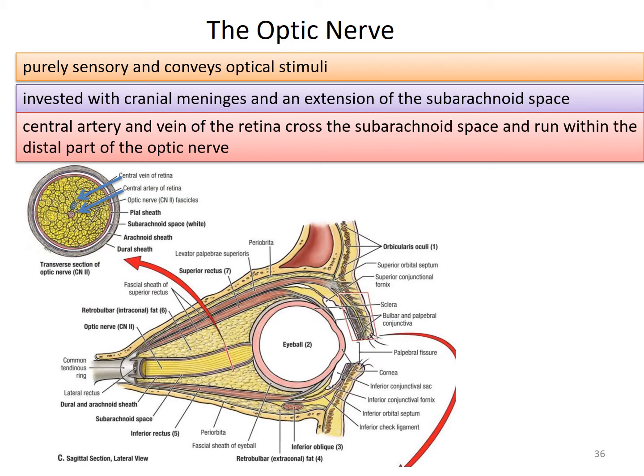The optic nerve, cranial nerve number 2, is purely sensory, and it conveys, of course, optic stimuli. It is invested with the meninges of the cranium and also with the extension of the subarachnoid space. Yes, there's a little bit of CSF around it. Within the optic nerve, you will find a very important artery and vein, which is going to be the central artery and vein of the retina. They will cross the subarachnoid space and run with the distal part of the optic nerve. Here's the central artery and vein of the retina.